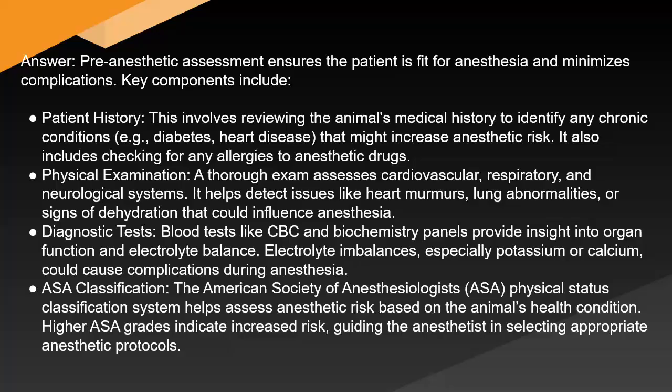Diagnostic tests. Blood tests like CBC and biochemistry panels provide insight into organ function and electrolyte balance. Electrolyte imbalances, especially potassium or calcium, could cause complications during anesthesia. ASA classification. The American Society of Anesthesiologists (ASA) physical status classification system helps assess anesthetic risk based on the animal's health condition. High ASA grades indicate increased risk, guiding the anesthetist in selecting appropriate anesthetic protocols.